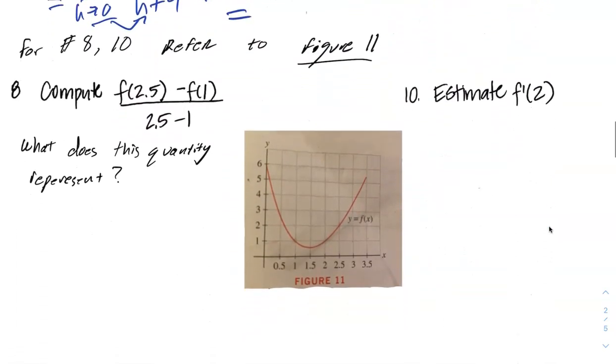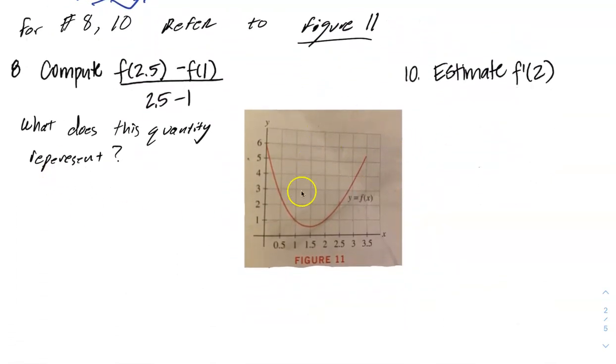Next one. So for 8 and 10, we're going to refer to this figure right here to solve the questions. So compute f of 2.5 minus f of 1 over 2.5 minus 1. What quantity does this represent? Well, it's the difference quotient, or the slope of the secant line. So anyway, I want to say that. But let's do it. So here's 1. F of 1 would be, just follow the graph, about, let's just say 1 as an estimation.